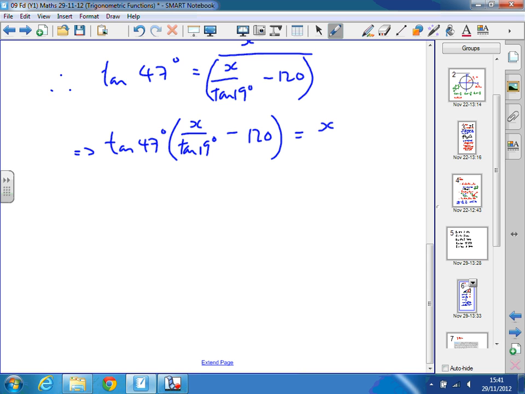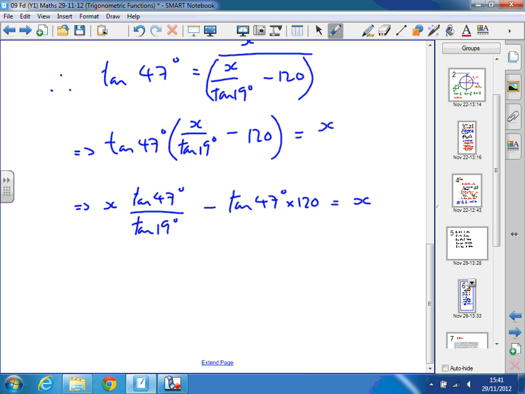Expand out. The idea now is to get all the terms involving x on one side. So expand out the bracket. We've got x times tan 47 over tan 19, and at this point we could work out what that is, minus tan 47 times 120 equals x. So I've multiplied both of the terms inside the bracket by tan 47. We could work out what they are now. That might make life a bit easier for us.